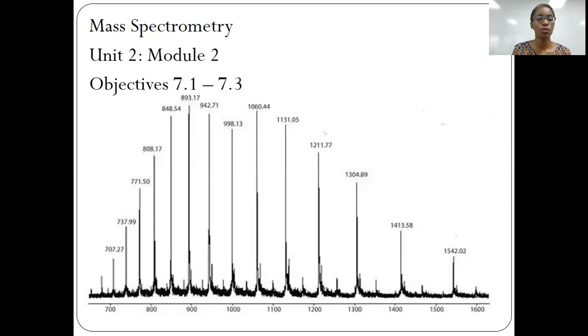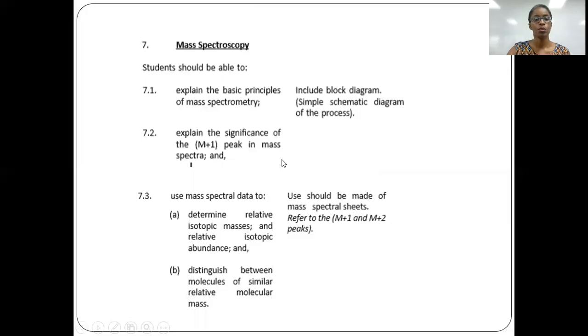As we go through this particular module, Unit 2, Module 2, Objective 7.1 to 7.3, hopefully at the end of it, you'll have an understanding of how a spectrum like this comes about. And then we'll have another session where we will look at the actual interpretation of something that looks somewhat like this, of course, simpler. According to your syllabus, these are the things that you're expected to know.